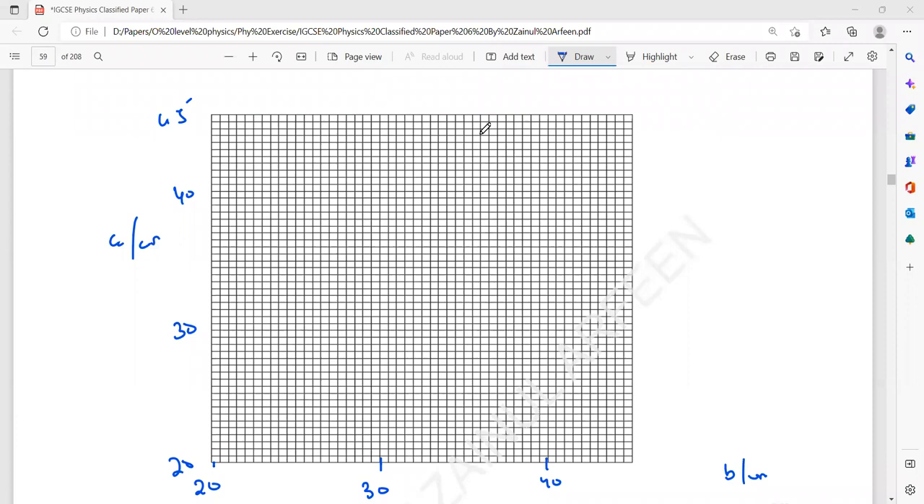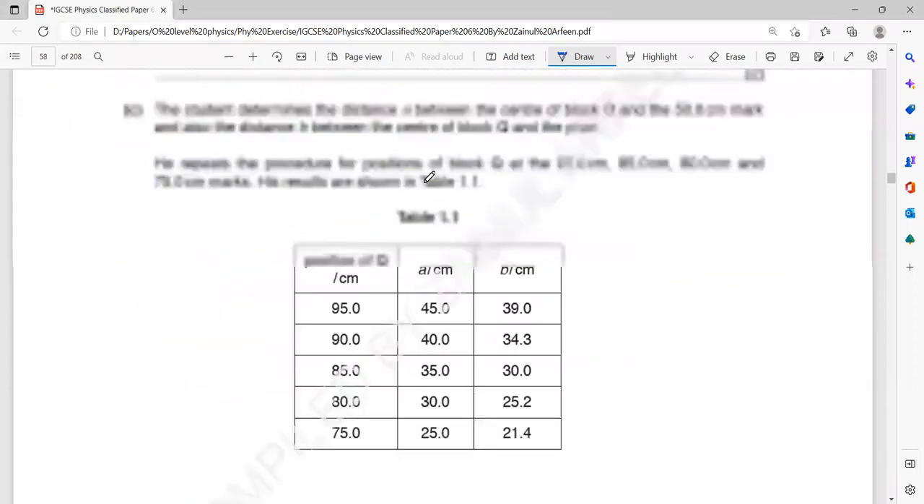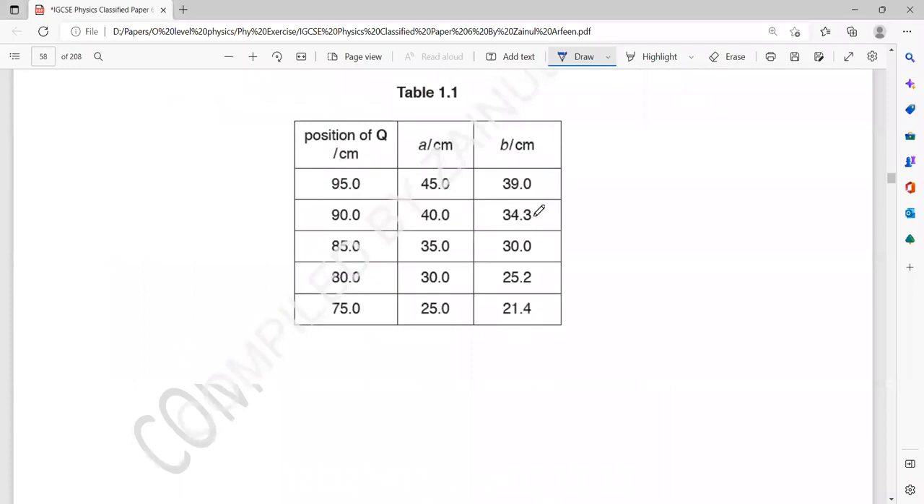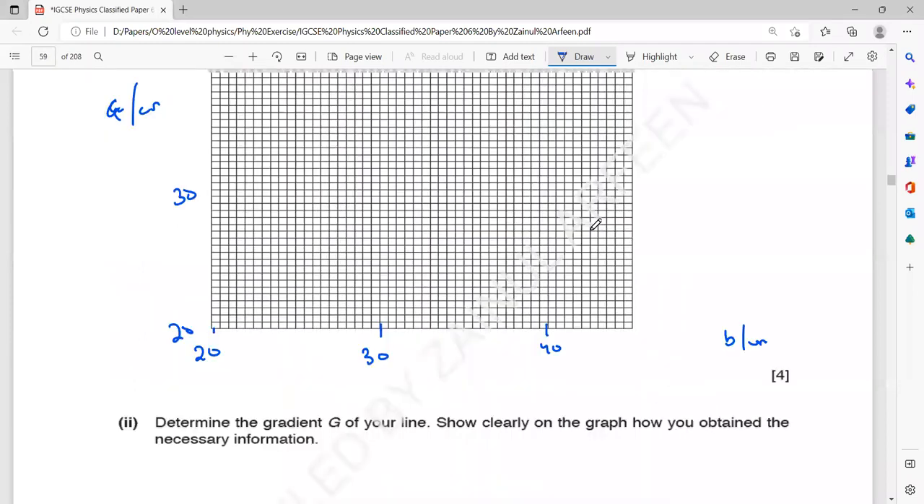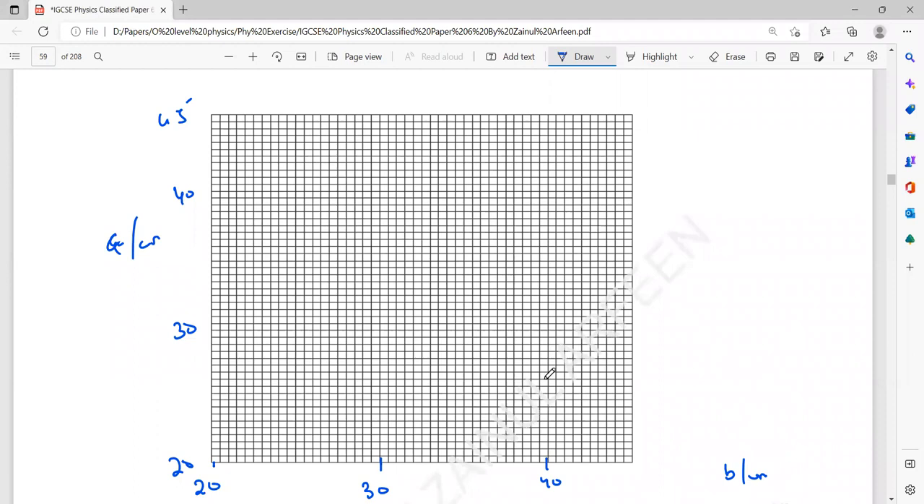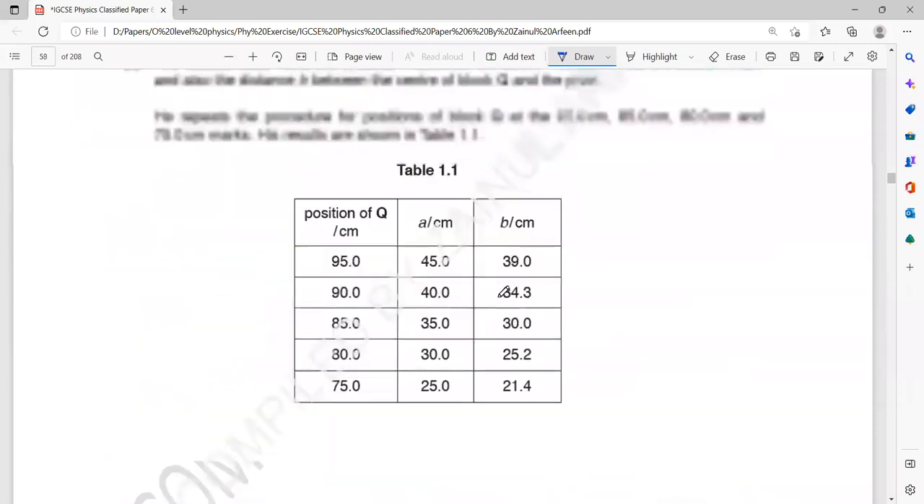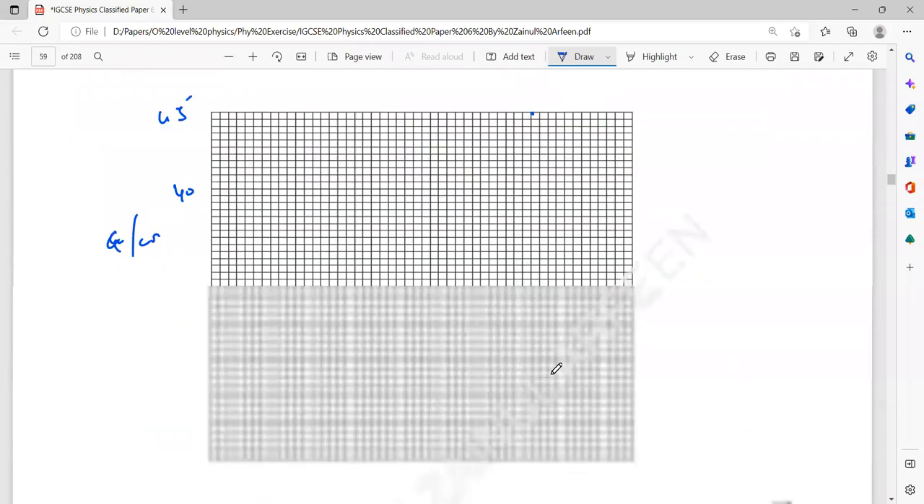The continuation of the question: we have to label the axis and then mark the points. What are the points? It's 45 and 39. So this is 45 and 39. Then the next one is 40 and 34.3.